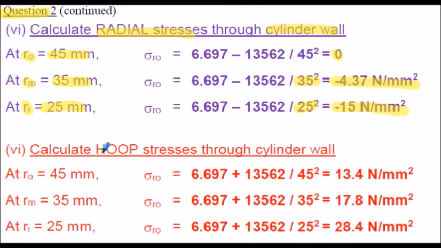And then calculating the hoop stresses through the cylinder wall, a very similar process, just use the hoop stress equation. So again, at R0, 45 millimeters, put in 45 into the equation. So 13.4 newtons per millimeter squared is the hoop stress at the outside surface. At the mean radius, 35 millimeters, hoop stress is 17.8 newtons per millimeter squared. And at the inside radius, the bore, 25 millimeters, the hoop stress is 28.4 newtons per millimeter squared.